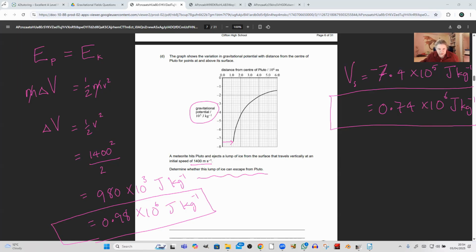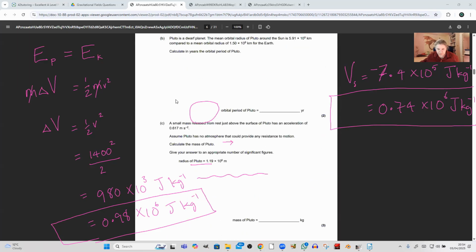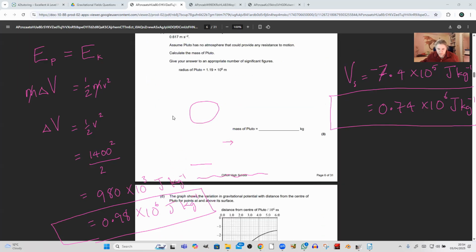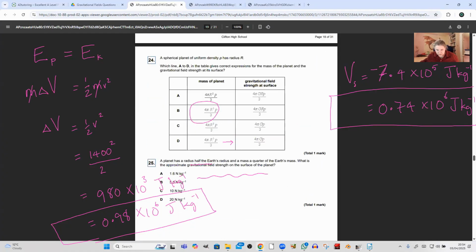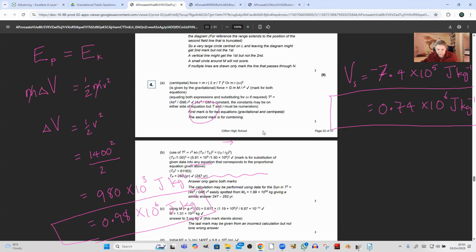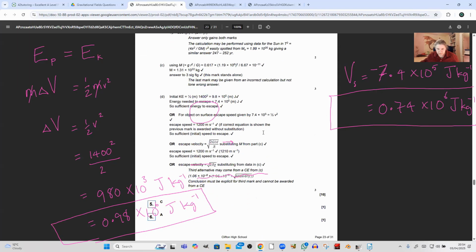Okay, let's go and check. I'm going to check which question number this is. 4. I mean, unless I've made a mistake. So question 4, and it was the last bit. Question 4. Centripetal force.